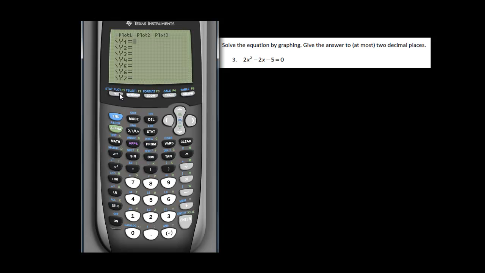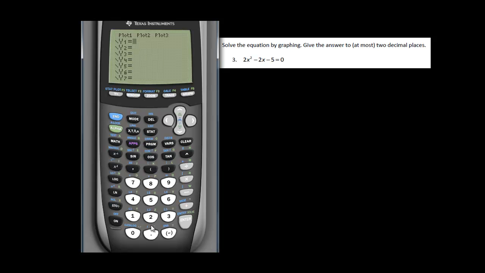So we want to hit y equals. First thing you want to make sure is none of these plots are highlighted. For example, if it looks like this, you have to go back up here. So go up and scroll to where it's highlighted so that the cursor is blinking over it, and hit enter, and then go back down so that none of these are highlighted. It's because you might get an error if it's done like that.